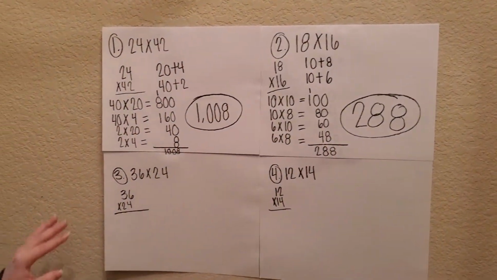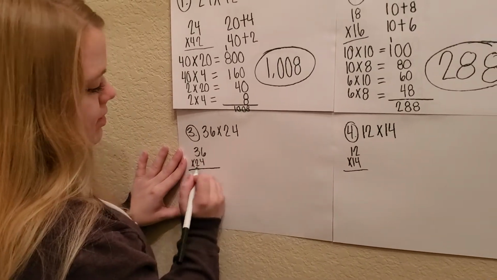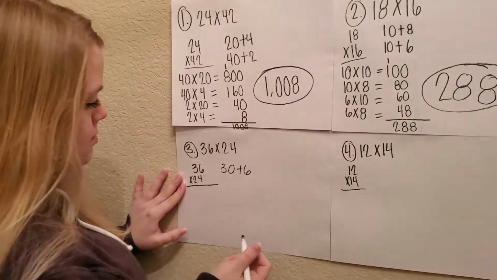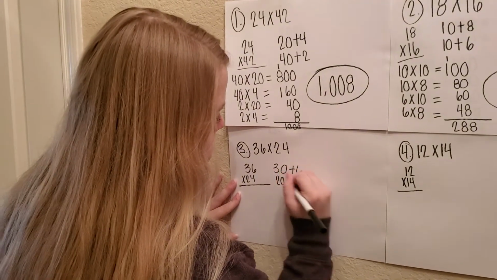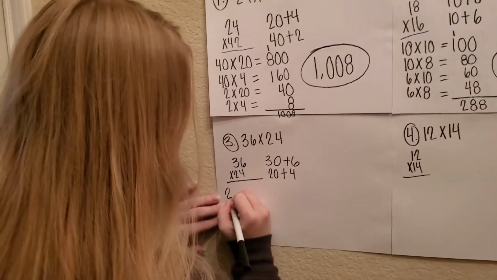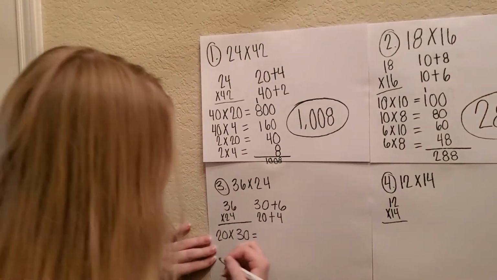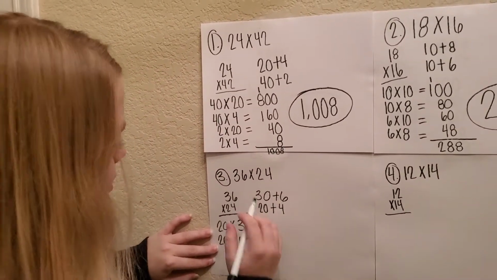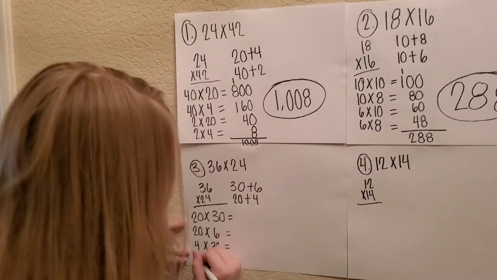All right. Now, problem number 3. So 36 times 24, so we're going to take our 30 plus 6, right? And then what are we going to do here? 20 plus 4, right? All right, so we're going to do 20 times 30. Then we're going to do 20 times 6. Then 4 times 30, and 4 times 6.